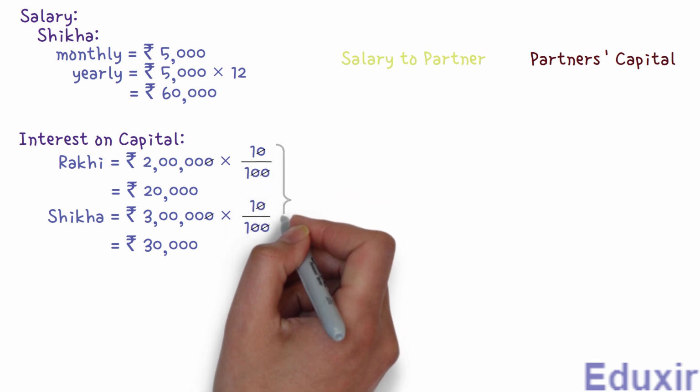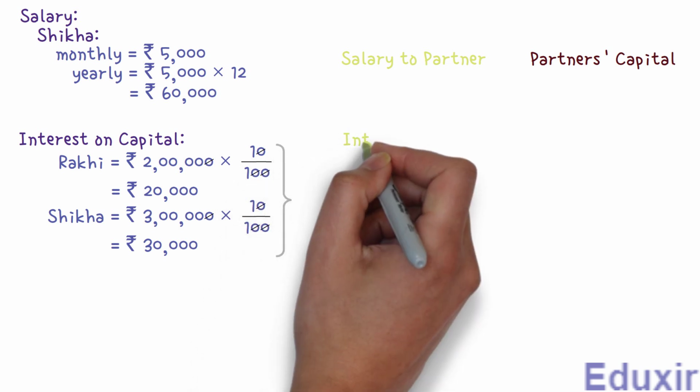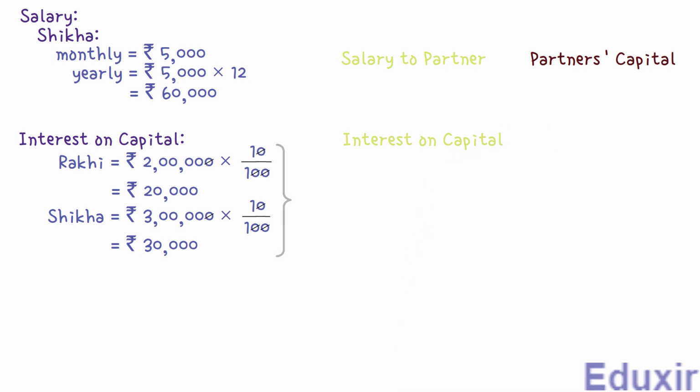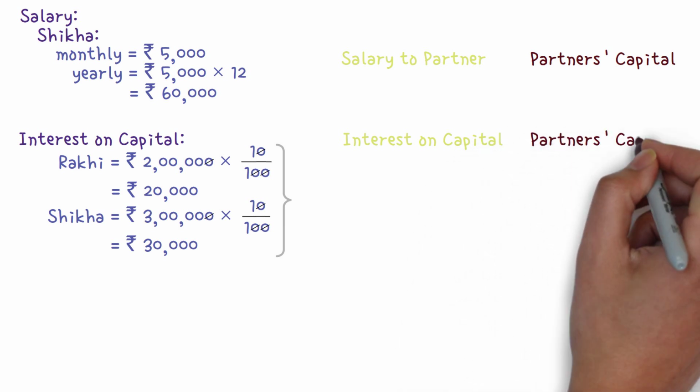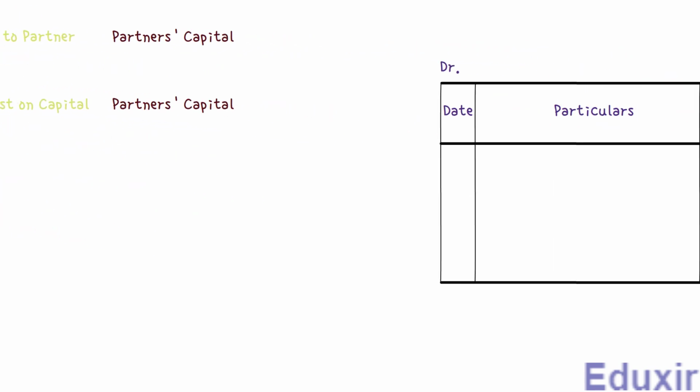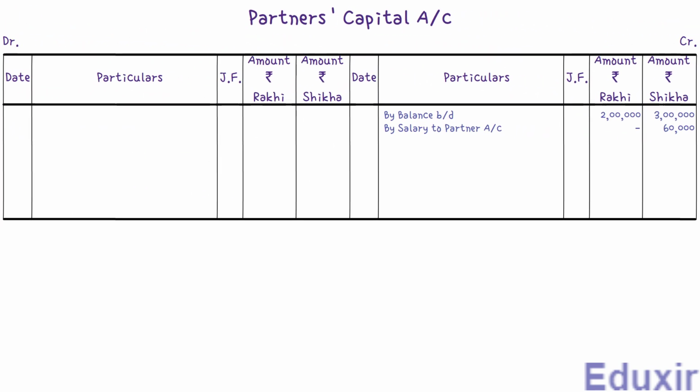Now, for posting this interest, we should debit the interest on capital account and credit the partner's capital account individually for each partner. Now, as the preparation of the interest on capital account is not in the scope of this problem, let's leave out the interest on capital account related debit entry and let's directly post the partner's capital account related credit entries into the partner's capital account.